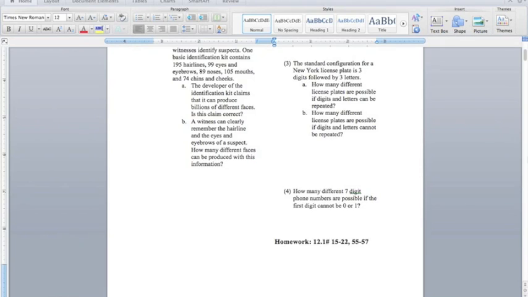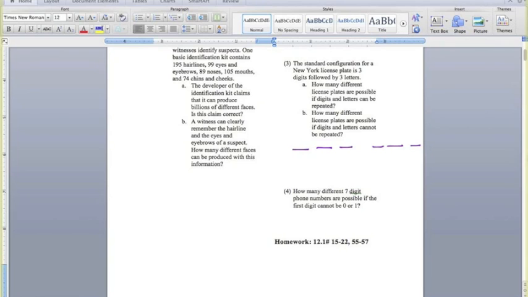All right, the next one says the standard configuration for a New York license plate is 3 digits followed by 3 letters. How many different license plates are possible if the digits and letters can be repeated? So that means there's a possibility that you have a license plate of 111AAA. It's easy to remember. What I do in these problems is I draw myself some blanks.